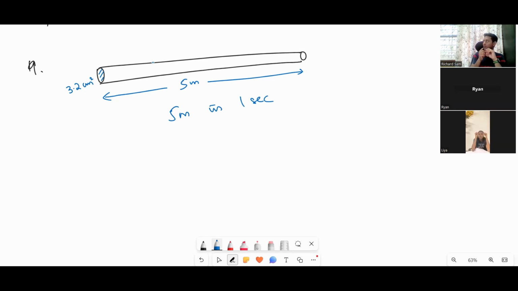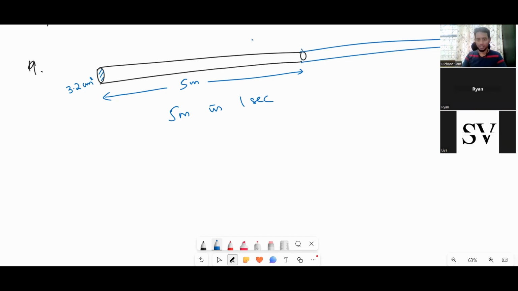So 5 meters is the length of the pipe. We're imagining, flowing per second. The pipe is actually longer, it can be however long you want. But the amount of water in this 5 meter long pipe is the volume of water flowing per second. Do you understand that concept?